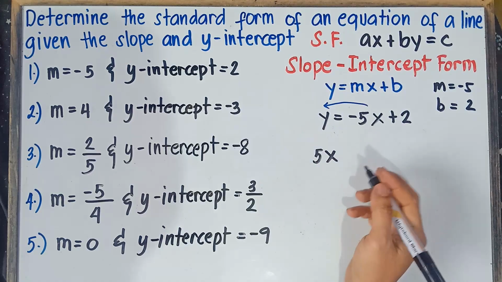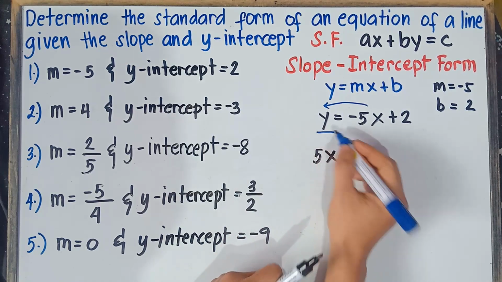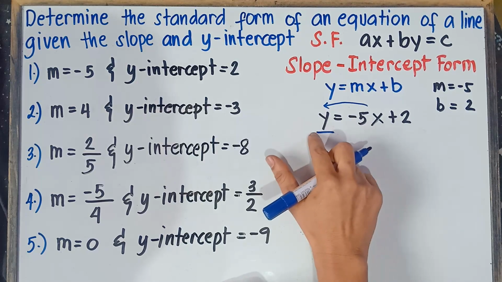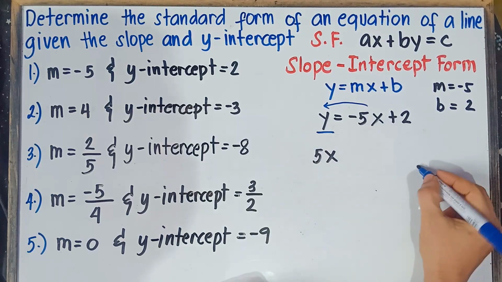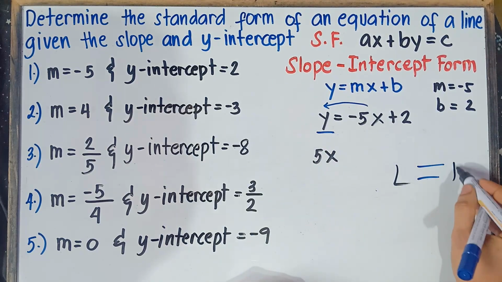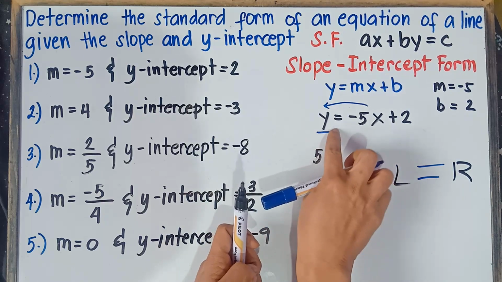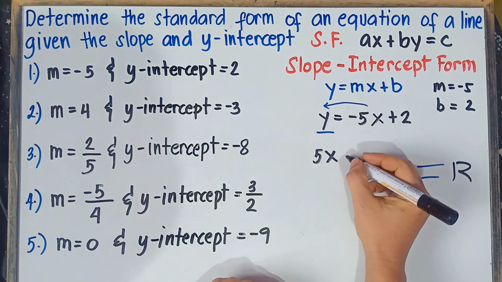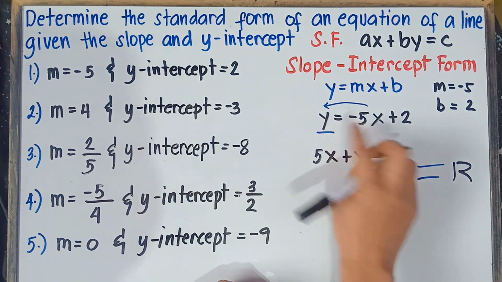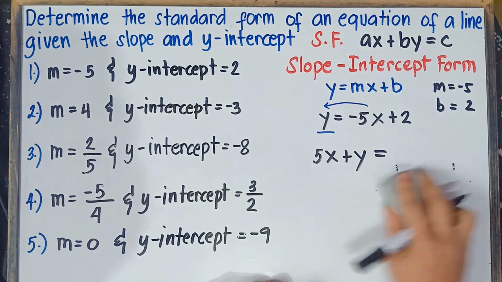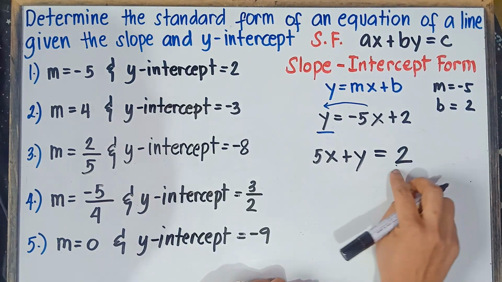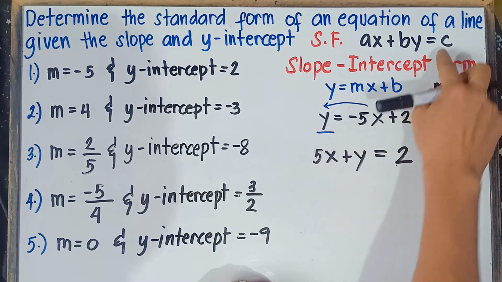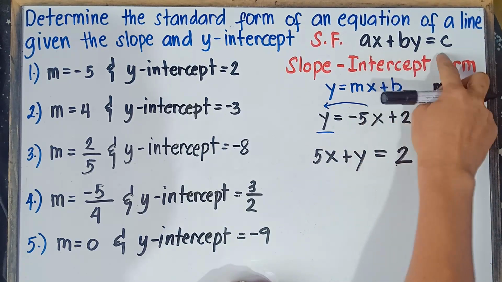Simply copy y. Do not transpose y because y is on the left side of this equal sign. Our equal sign, this is left, and this is right. So y is already on the left side, so simply copy positive y. Do not change the sign of y. Copy the equal sign, and then simply copy positive 2. Do not transpose 2 from right to left because 2 is already on the right side. The constant is on the right side of this standard form.